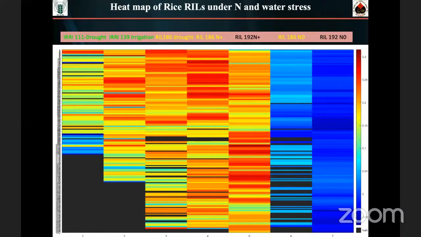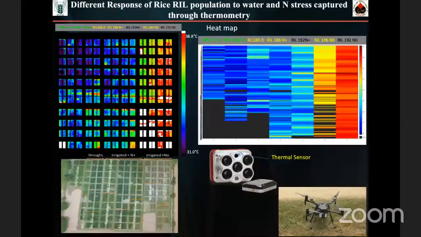Again, behind it, machine learning and deep learning programs are running. So within no time, 101 to 192 genotypes are mapped together. This color tells you how good those genotypes are with respect to that particular treatment you are able to capture.